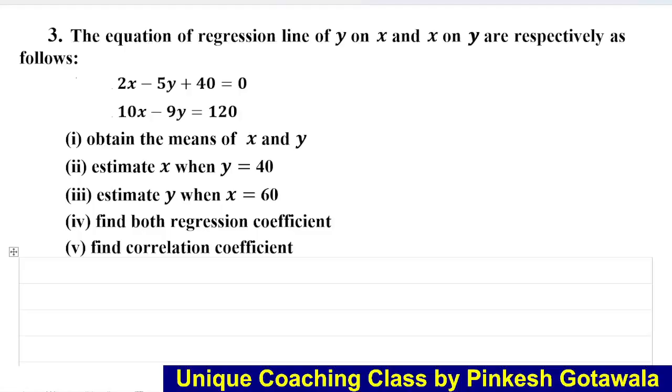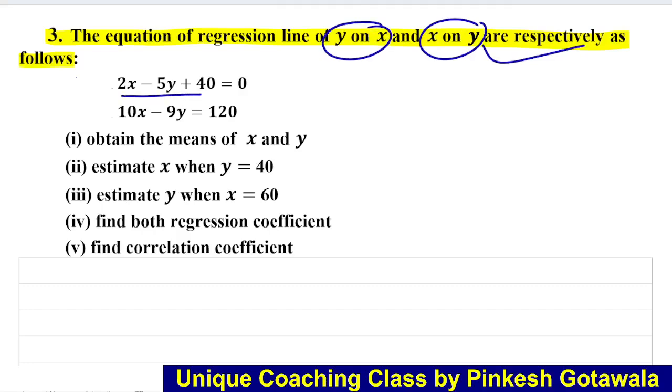Students, we are learning regression and today in this video we are going to solve sum number 3. So let's start. The equation of regression line of y on x and x on y are respectively as follows. Here they directly give the regression line. Normally we find out the regression line, but here they give it. Y on x and x on y respectively are 2x minus 5y plus 40 is equal to 0. So this is the regression line of y on x.